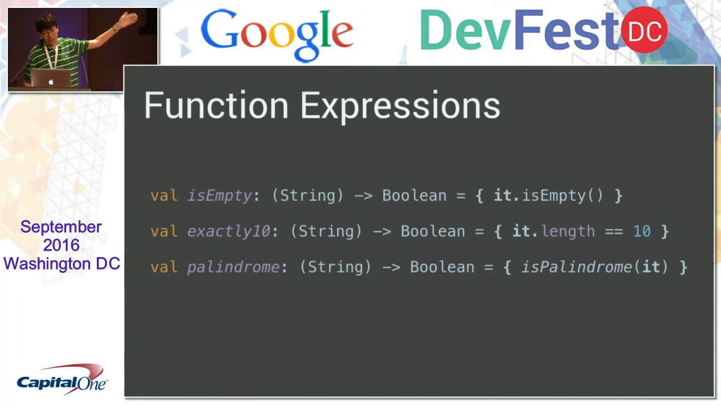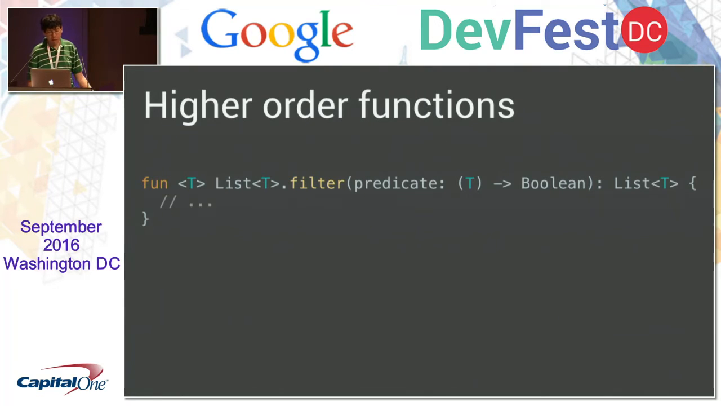We define these functions as like if the string is empty, or the string has a length that's exactly 10, or if the string is a palindrome. And where these become super useful is when you have higher order functions, which are present in a lot of modern programming languages. So for instance, the filter method, and what this does is it takes a list of a given type, so let's say string, and you pass it in a function that takes a string and returns a Boolean, like one of the ones we assigned.